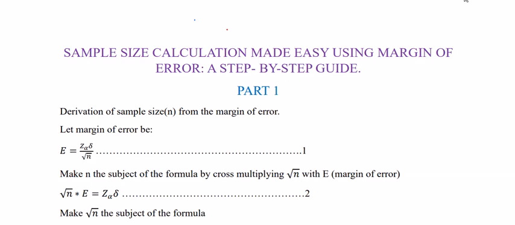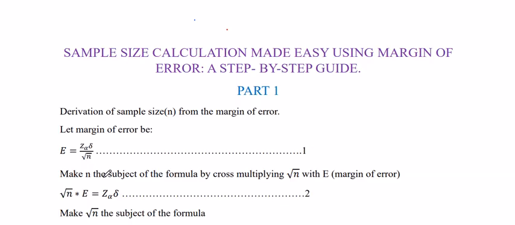In this tutorial we are treating how to calculate the sample size from margin of error. It's a step-by-step guide. Part 1, derivation of sample size n from margin of error. Now, this is the formula for the margin of error, E, where E stands for the margin of error, is equal to Z alpha sigma over root n. We leave it as equation 1.